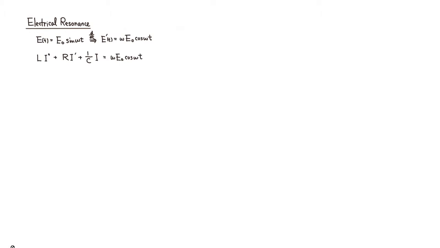So we have the differential equation for the current: L I double prime plus R I prime plus 1 over C I is equal to E prime, which is omega E0 cosine of omega t. And remember that we have this mass spring dashpot system, which has a very similar equation. So I'm going to just pop that up. So this is the differential equation and steady periodic solution. You can see that we can kind of match things up.